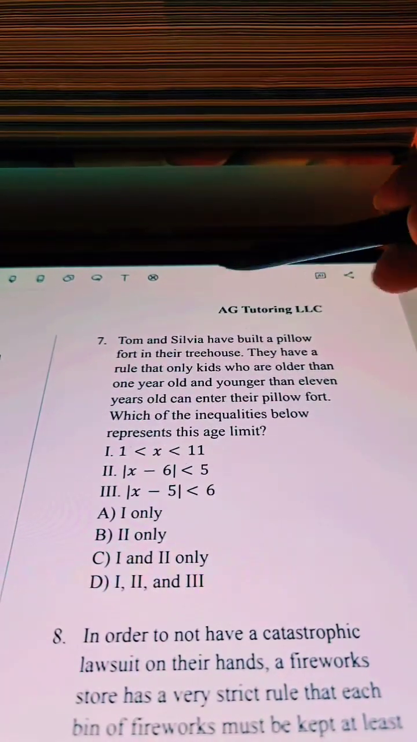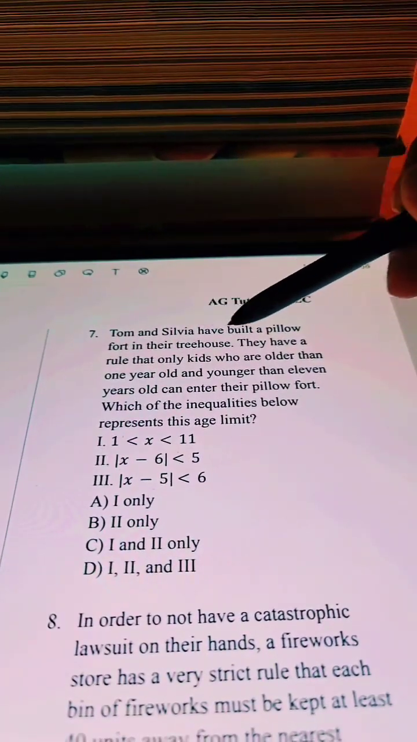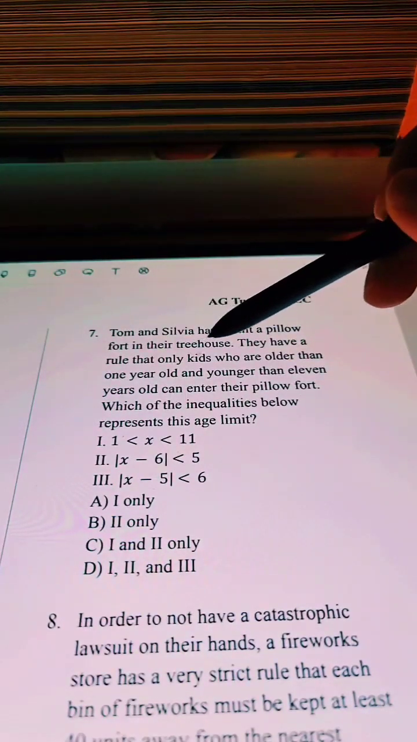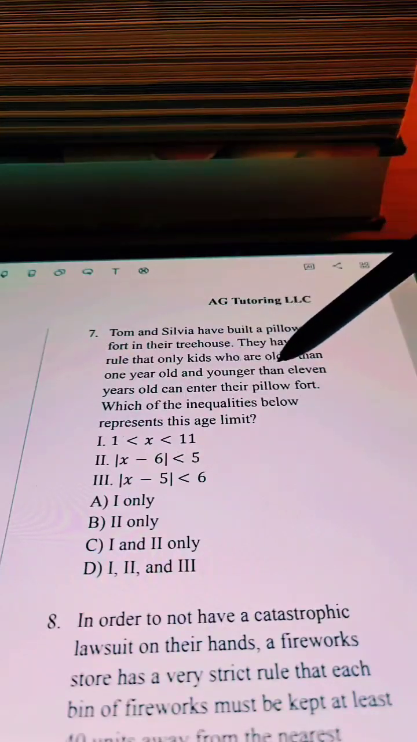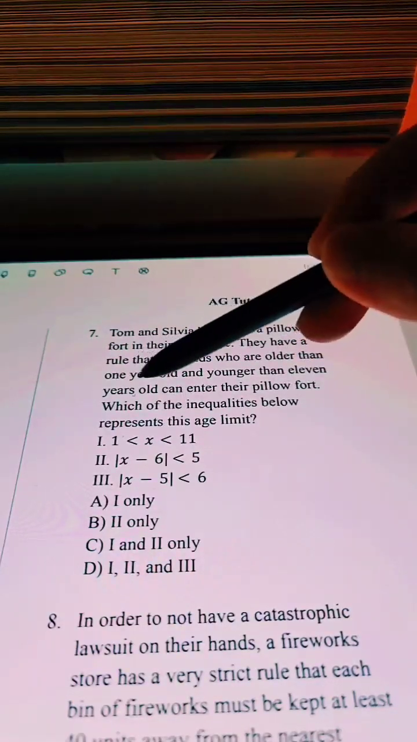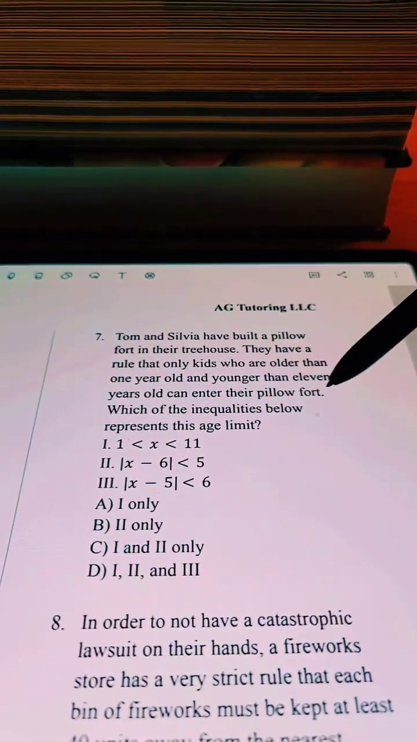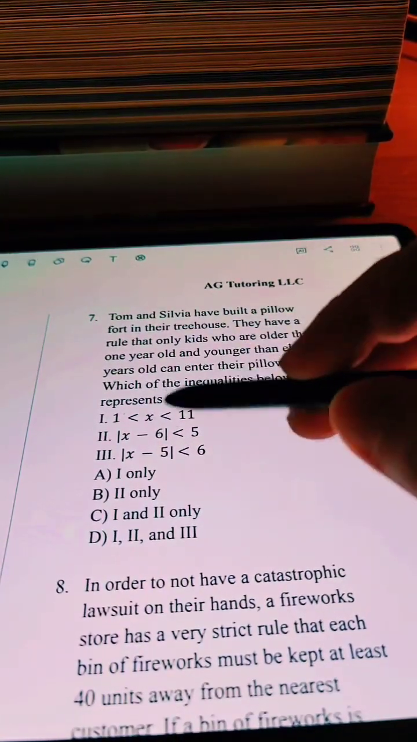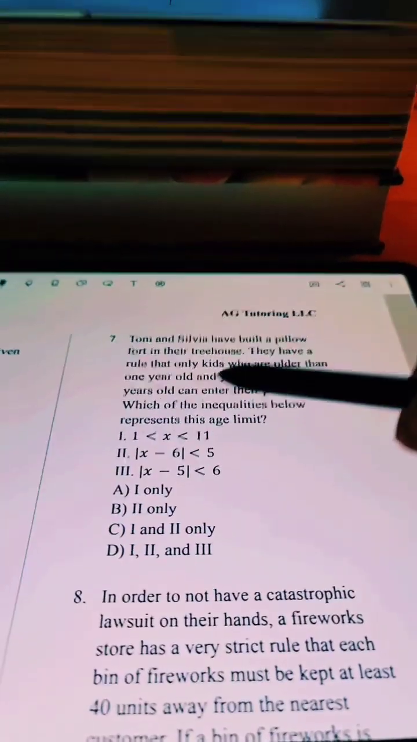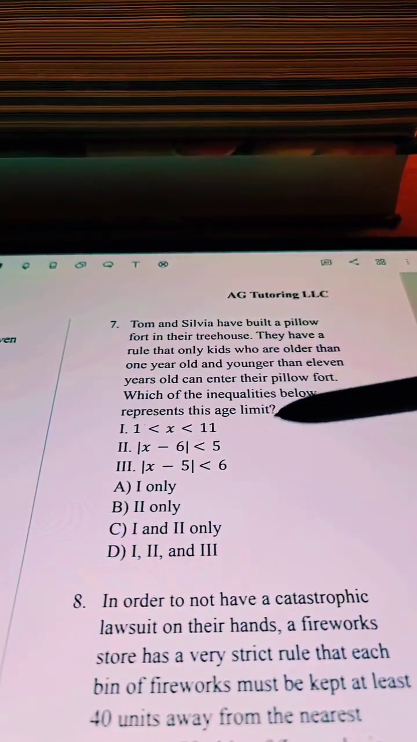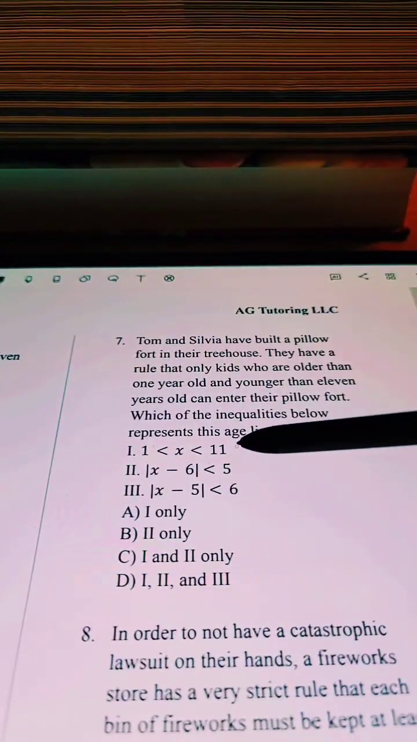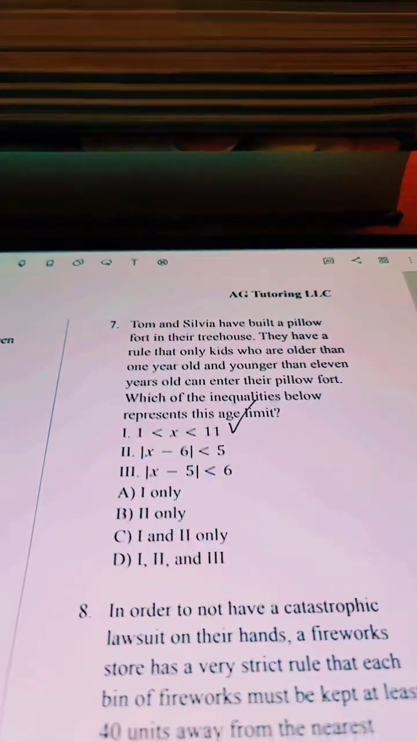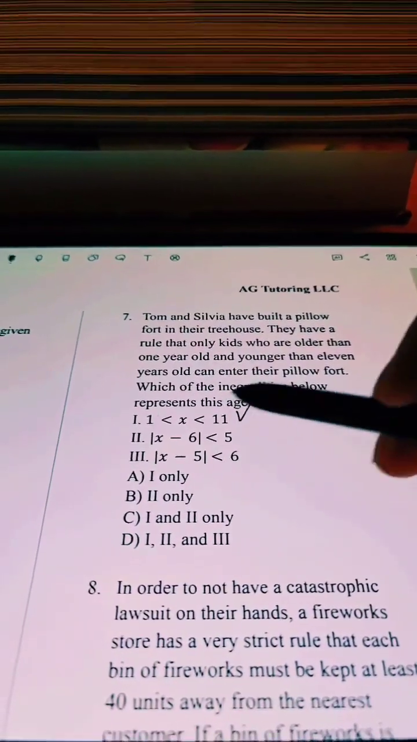Okay, so let's go to number 7. It says, Tom and Sylvia have built a pillow fort in their treehouse. They have a rule that only kids who are older than 1 year old and younger than 11 years old can enter their pillow fort. Which of the inequalities represents this age limit? So X would be the solution that works. They have to be older than 1 and they have to be less than 11. That's represented by the first one, where X would represent the possible ages that fit that criteria.